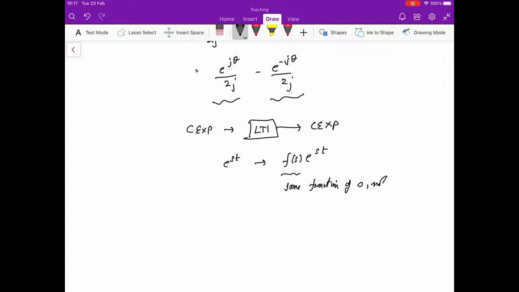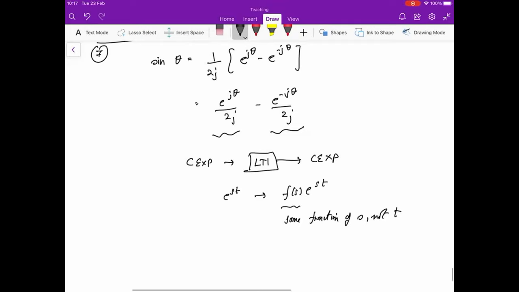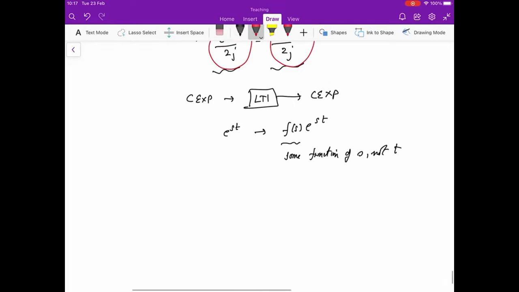S and not t. And so when we look at this, what we're going to get is that this term and this term each get multiplied by a value of f of s. And since it's independent of t, we're going to end up with essentially a scaled real sinusoid.